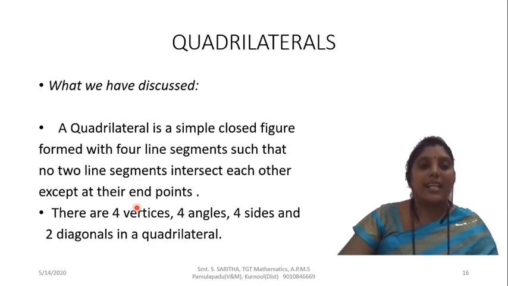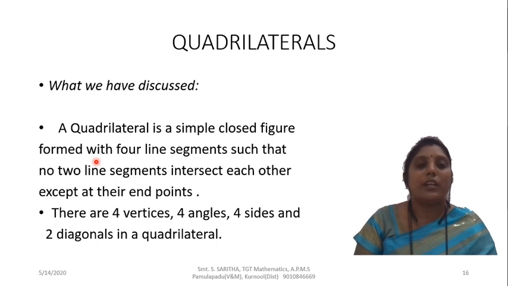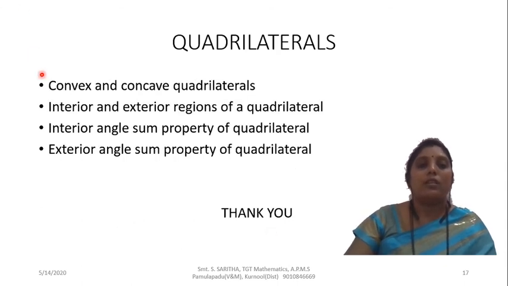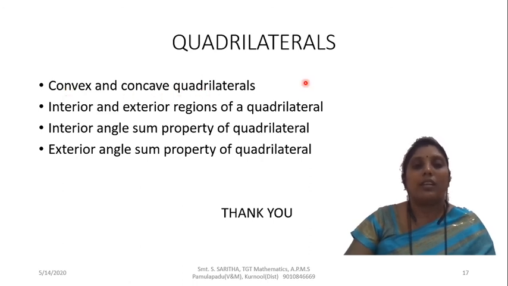So lastly, the topics we have discussed in these quadrilaterals are the definition of a quadrilateral. That is, a quadrilateral is a simple closed figure formed with 4 line segments such that no two line segments intersect each other except at their endpoints. And we have seen that there are 4 vertices, 4 angles, 4 sides and 2 diagonals in a quadrilateral. Also, we have seen the differentiation between convex and concave quadrilaterals, and what the interior and exterior regions of a quadrilateral are.